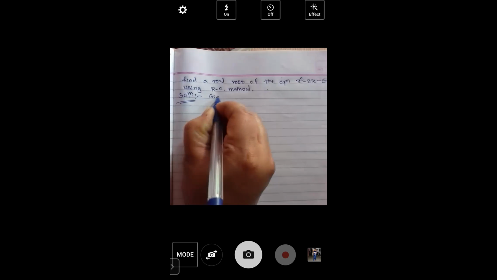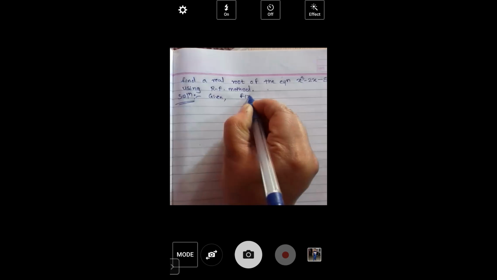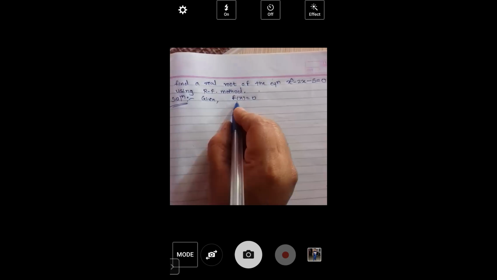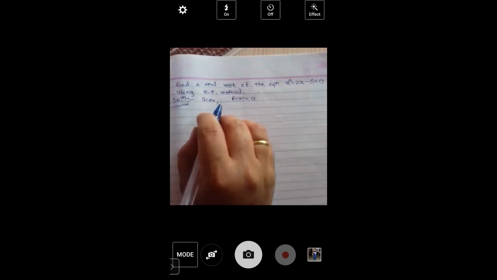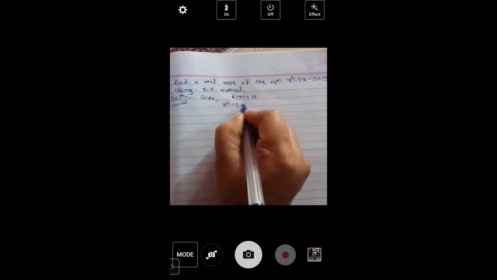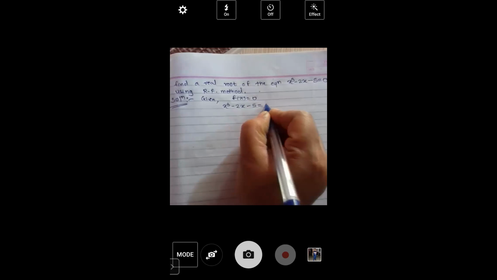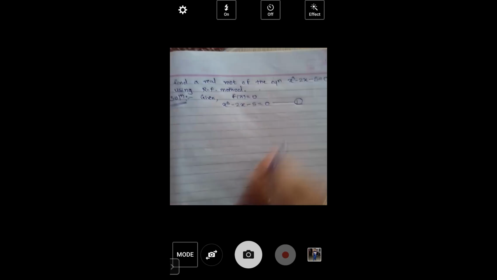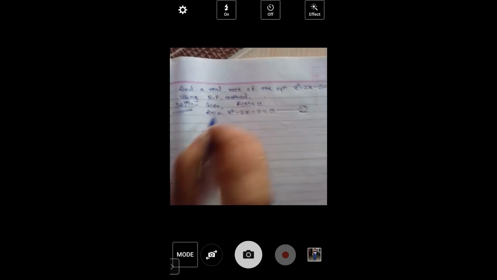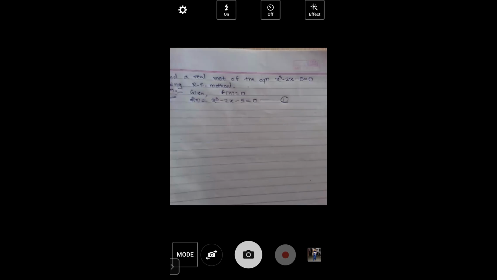Given: what is given? F of x is equal to 0. Write down the given equation in the standard form, f of x is equal to 0, then start the calculation. Already it is given in standard form. X cube minus 2x minus 5 is equal to 0, equation number 1. हे तुमचं f of x function. F of x is equal to x cube minus 2x minus 5 is equal to 0.